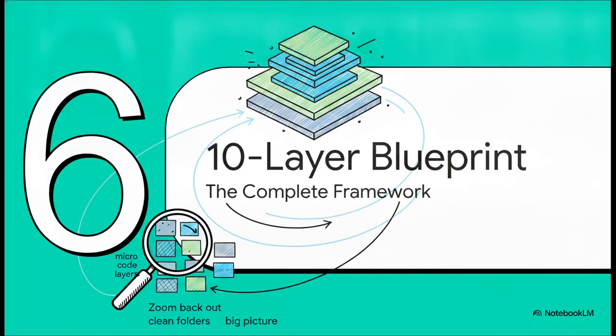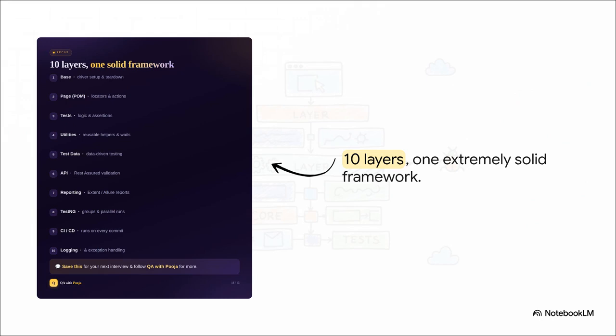With all the microcode layers fully mapped out, let's zoom back out for Section 6, the 10-layer architecture blueprint. So here is the big picture, our consolidated recap. We flow starting from Layer 1's base initialization all the way through the page objects and pure logic tests. These are then empowered by our utilities and external data, scaled up by API integrations and reporting, all the way down to the TestNG engines, CI/CD pipelines, and robust logging. It's so cool to see how all 10 layers elegantly interlock to form one solid, highly maintainable framework that is completely ready for real-world application.